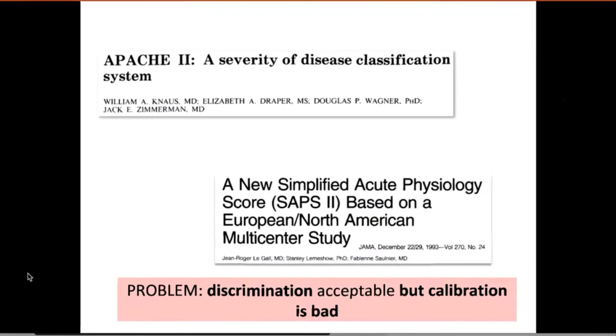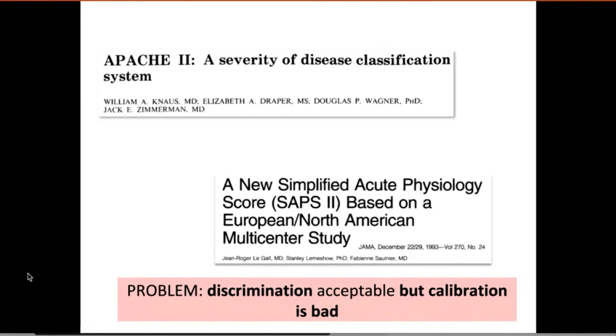There have been a lot of changes and modifications of those scores over the past almost 4 decades. But consistently, the results have been the same: very good discrimination, but poor calibration. No matter the version of those scores, the Apache 3, 4, same for the SAPS score, although the discrimination is good, they tend to over-predict mortality in critically ill patients.